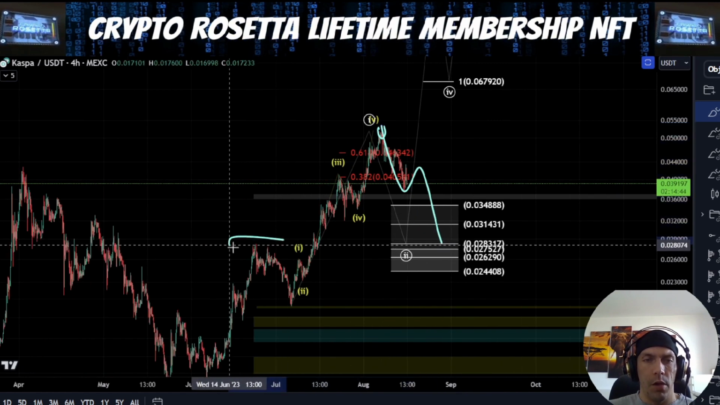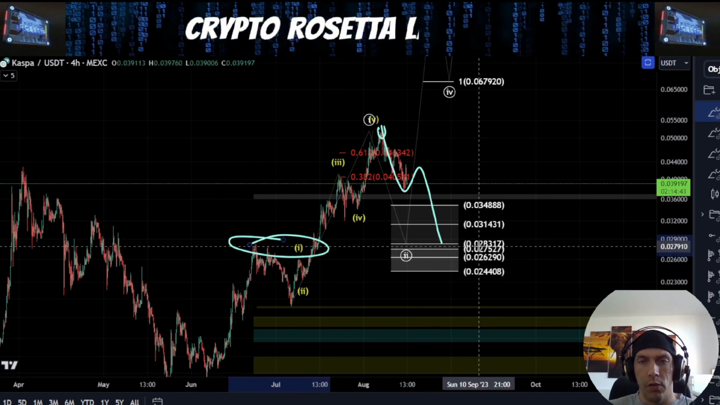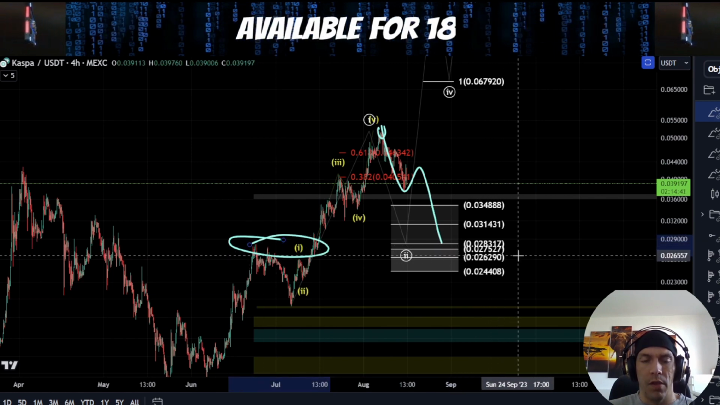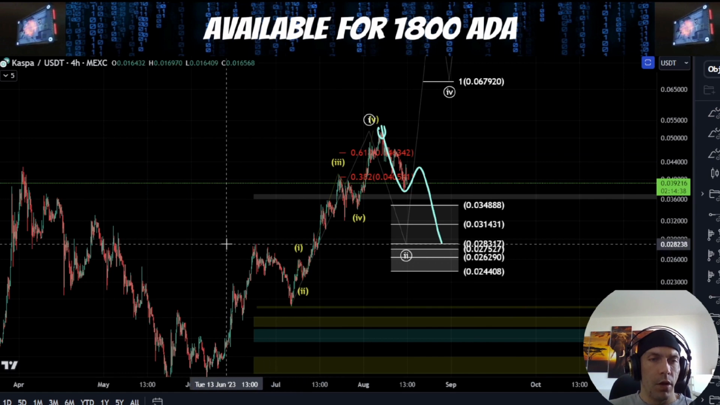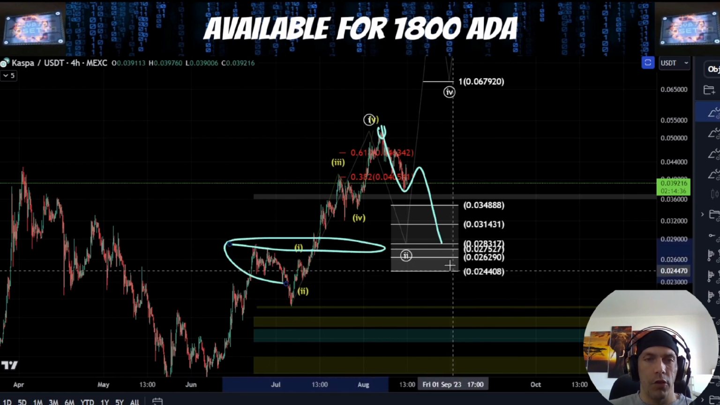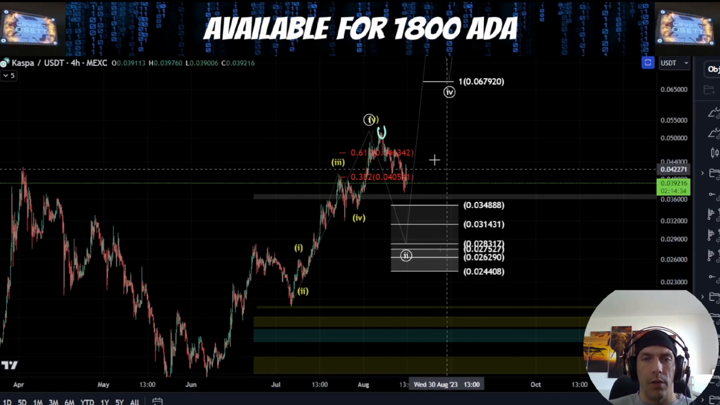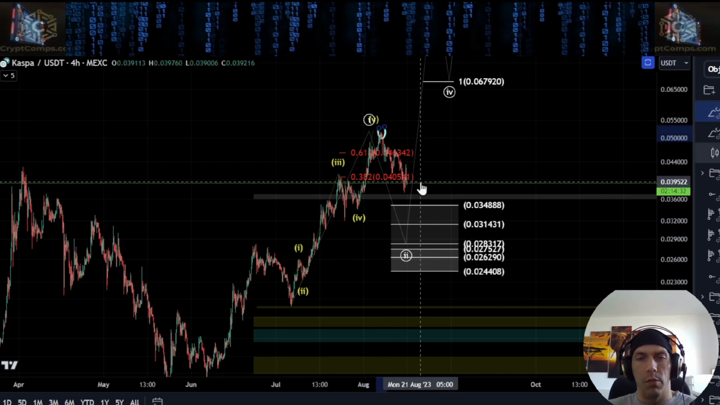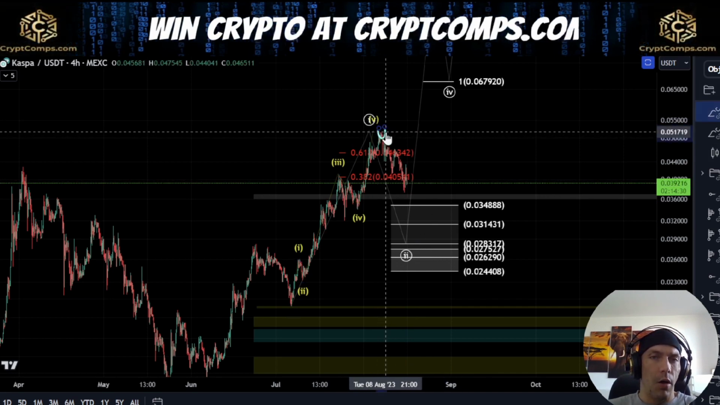Now, an interesting area would be this golden pocket, this 28317 to this 27527. This would align with coming back up into this bit of structure that we've got here, and we'd have to keep an eye on this to see if we actually get this move down here, you know, how it actually plays out.